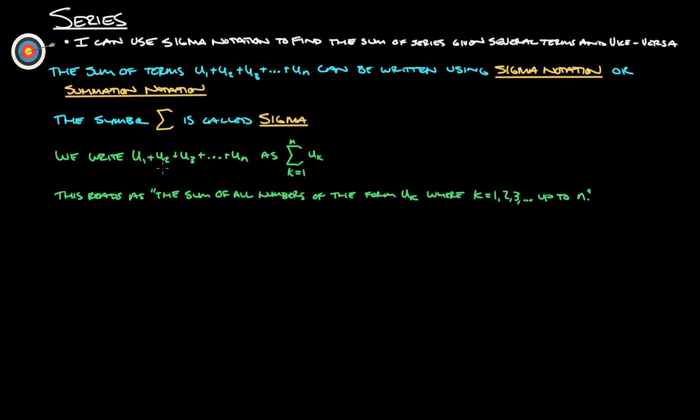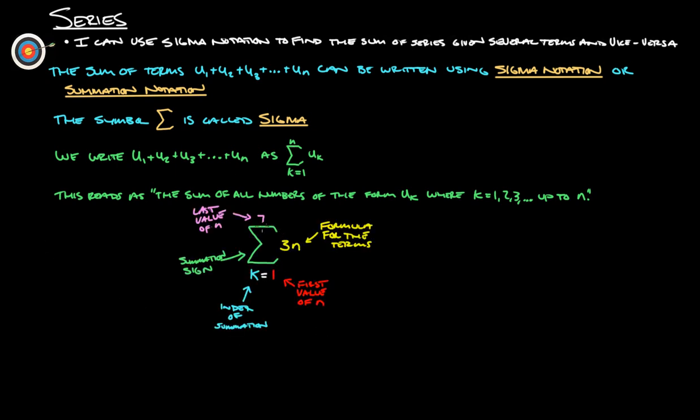We write u1 plus u2 plus u3, so forth and so on, all the way up to un as this here. We've got our little sigma notation here, k equals 1 on the bottom and n on the top. And then we've got our u sub k out here. So this reads as the sum of all numbers of the form u sub k, where k equals 1, 2, 3, all the way up to whatever n ends up being. That n is going to be the last term in the sequence.